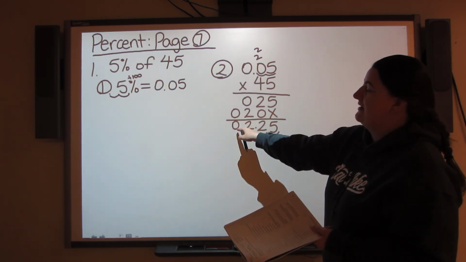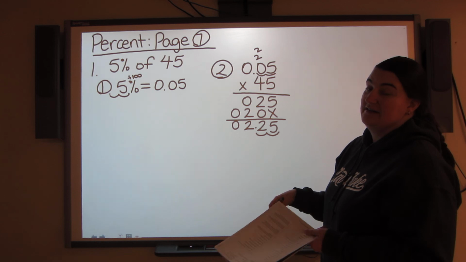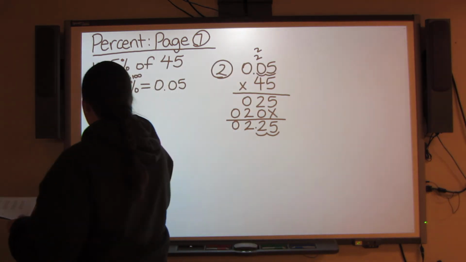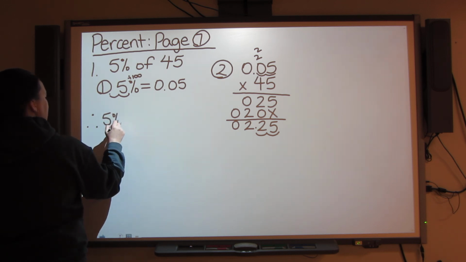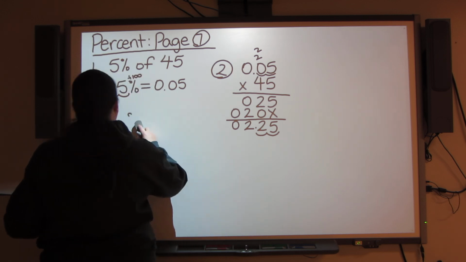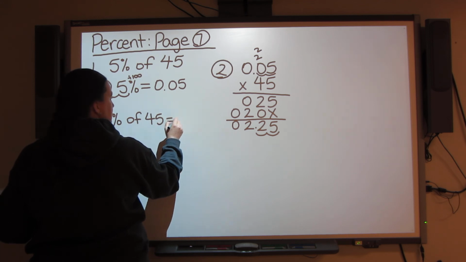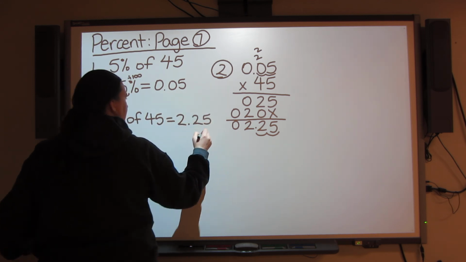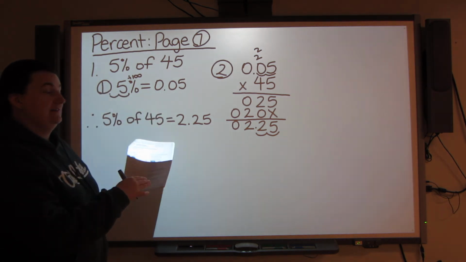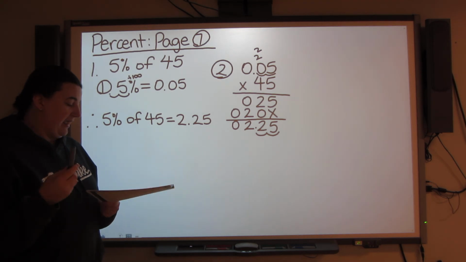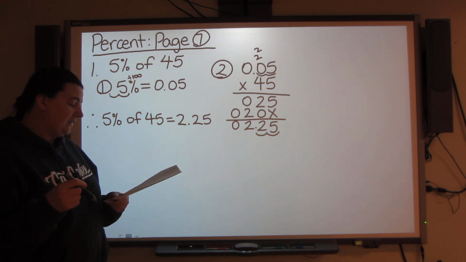I don't need to write the 0 at the start of the number, so 2 and 25 hundredths is going to be my answer. So you write your therefore: therefore, 5% of 45 equals 2 and 25 hundredths. You're going to do this exact method, all of these steps, for all of these questions, from 1 all the way down to 12.